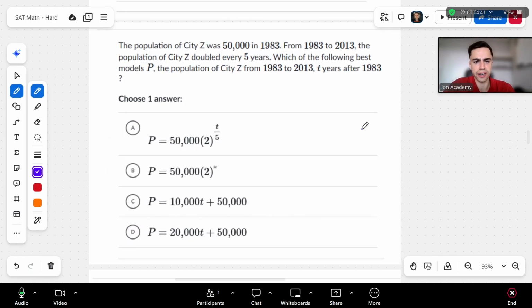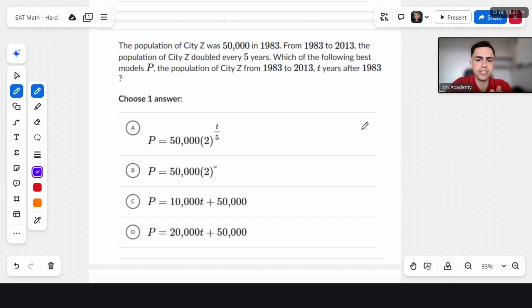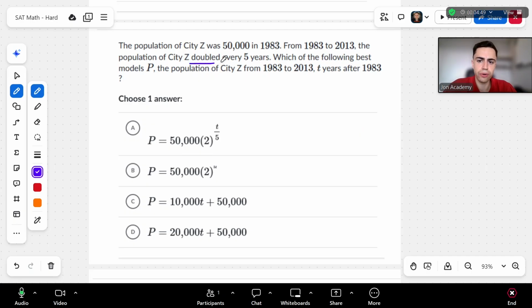This one is related to an exponential function. The population of city Z was 50,000 in 1983, and then the population doubles every 5 years. Which of the following best describes P, the population of Z between these 2 years? So this is going to be an exponential growth function, therefore it's going to be between A and B already. Those C and D are linear functions, so we discard them.